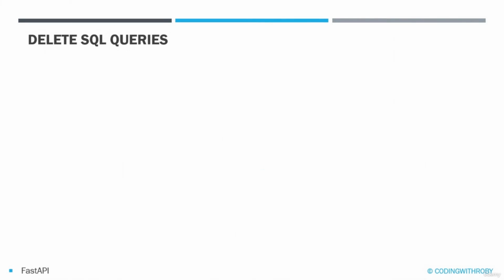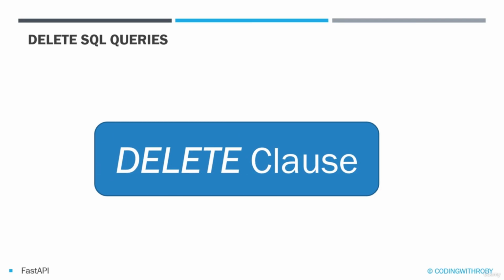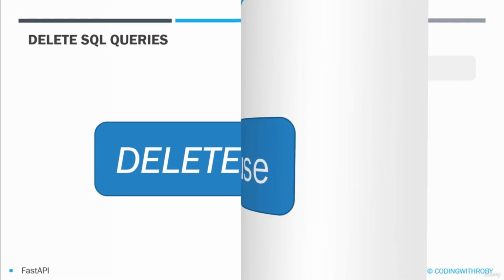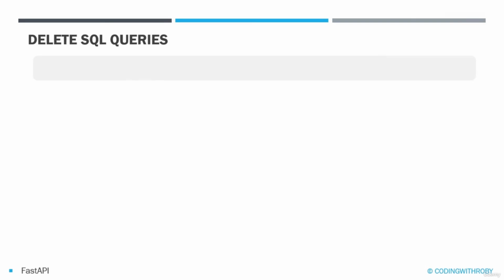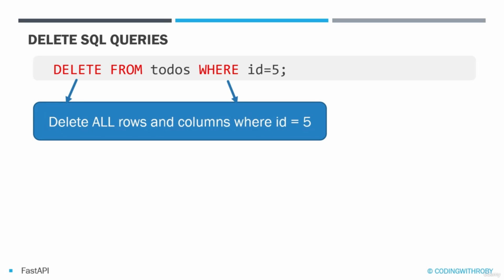All right, and now for the final clause for this basic SQL intro is the delete clause. This clause is used to delete a record from a database. Again, the best way of deleting a single record is by the primary key, which in this case is the ID. We can say delete from to-dos where ID is equal to 5. This statement says to delete all rows and columns where ID is equal to 5.